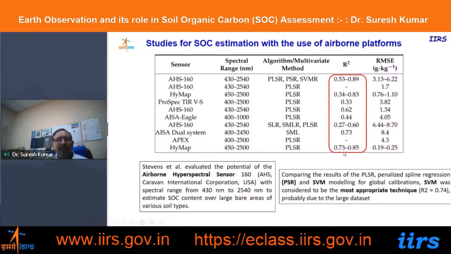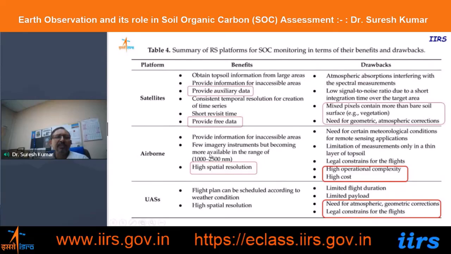So researchers are working on how we can improve this R square correlation coefficient by attempting various statistical methods or improving the statistical techniques. Now, what is the benefit of satellite data, airborne data, and UAVs? With satellite data, the benefit is that it provides free data, but the problem is that the spatial resolution is coarse, so there are mixed pixels.